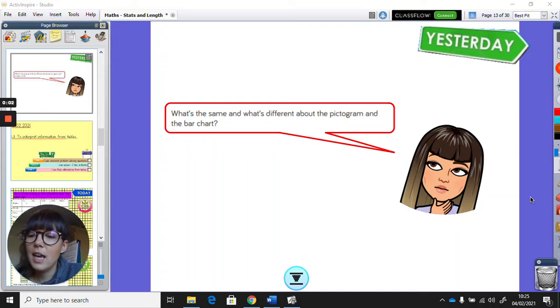Morning. Today is Wednesday and it's Wednesday's video and we're continuing our work on statistics. Yesterday we learned all about bar charts and previously, last week, we learned about pictograms.